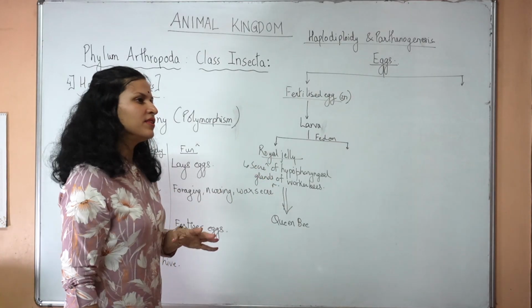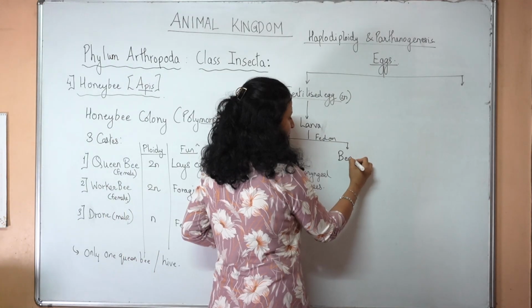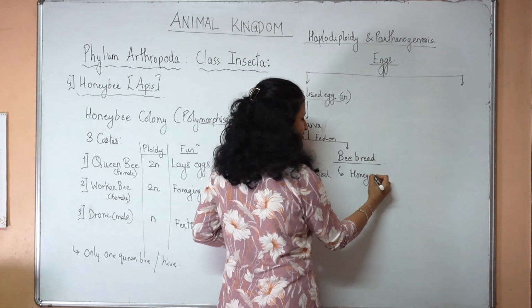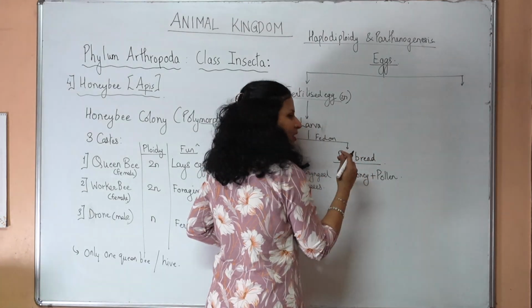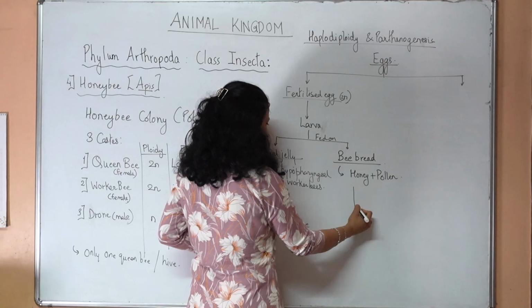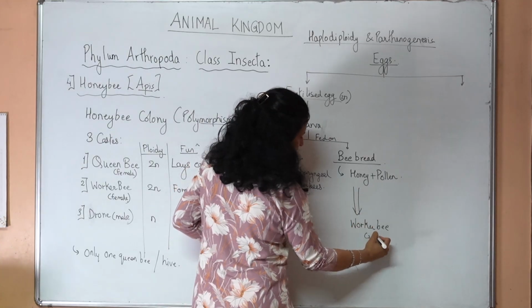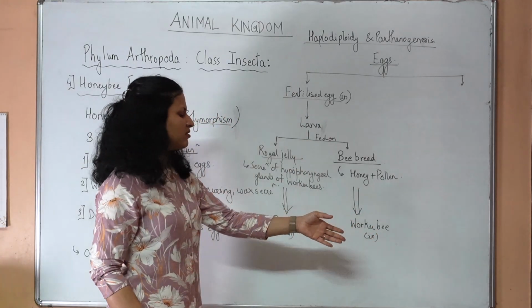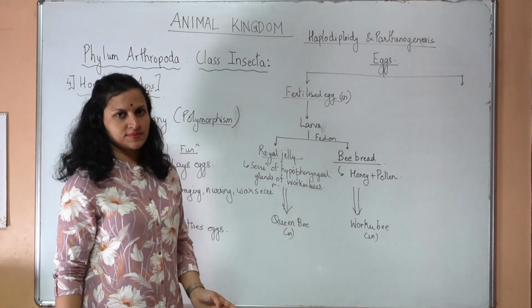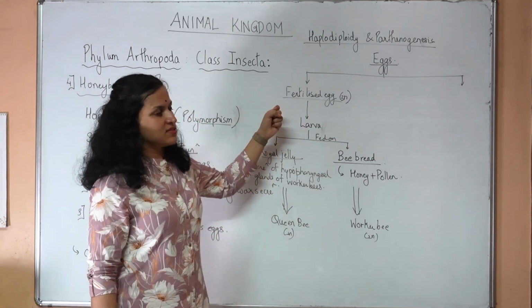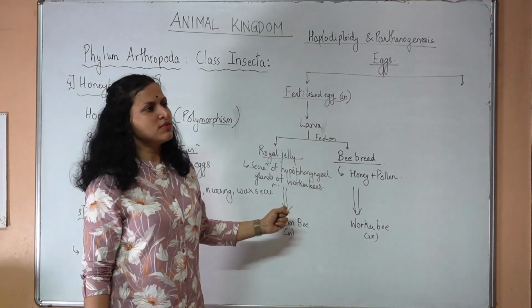If the larva feeds on another thing called bee bread, which is like a bread made from honey plus pollen, the larvae which feed on this bee bread become worker bees, which will also be 2n. As such, there will be multiple number of worker bees. This is for the fertilized eggs. So you see the fertilized eggs always become females.